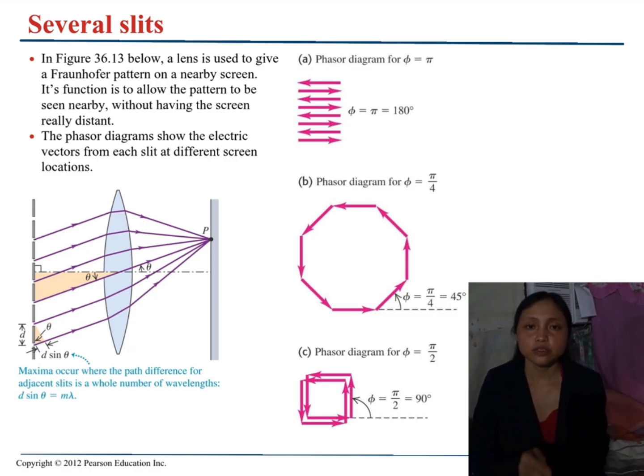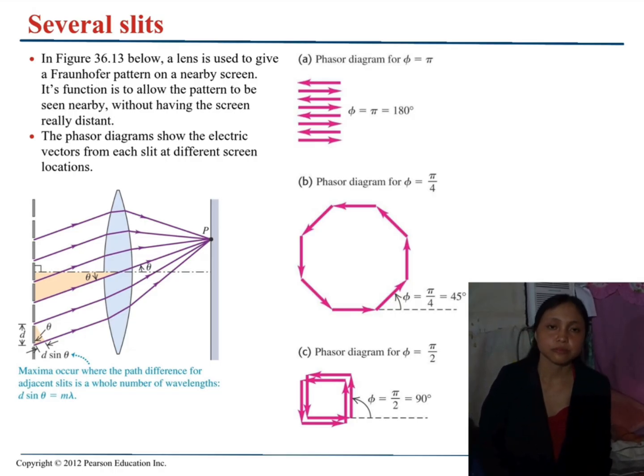A lens is often used to project the Fraunhofer diffraction pattern onto a nearby screen. This allows detailed observation without requiring extremely large distances.